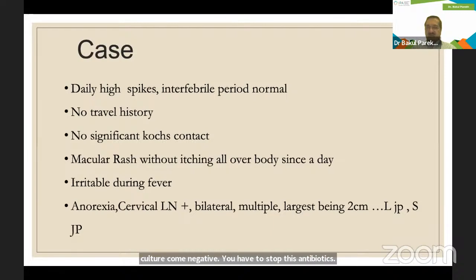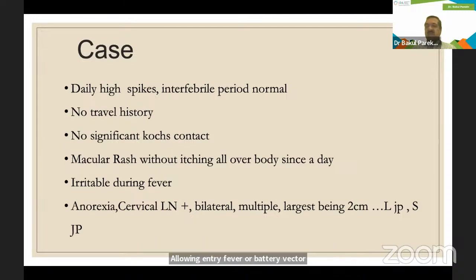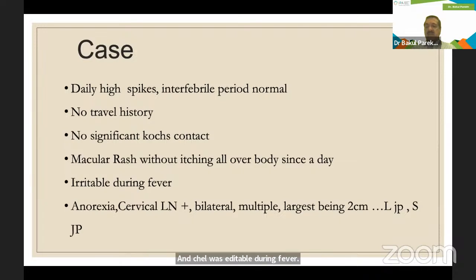So here, in this child, on detailed history, there were daily high spikes with the interfebrile period being normal. Now in enteric fever or bacteremic bacterial fever, in the interfebrile period also the child will be toxic, or maybe limp and lose. There was no travel history, no significant contact, and a macular rash without itching all over the body since 1 day, and the child was irritable during fever. And there was anorexia, cervical lymph nodes palpable, bilateral, multiple, the largest being 2 centimeters. Liver was just palpable, spleen was just palpable.